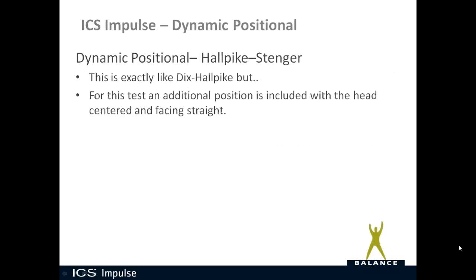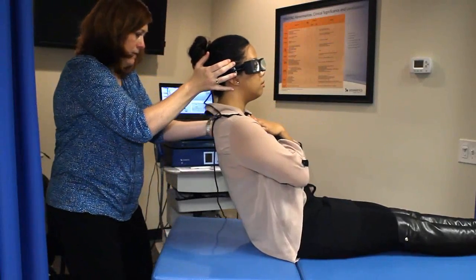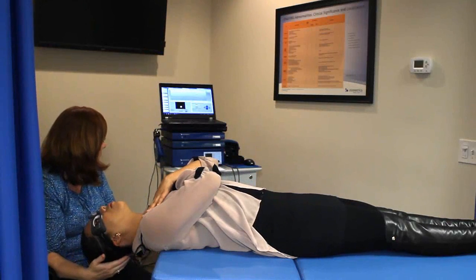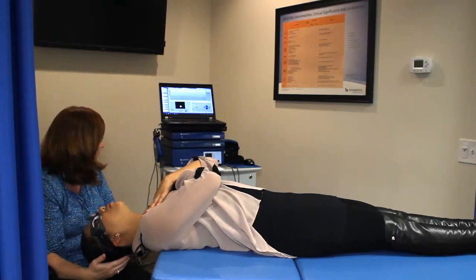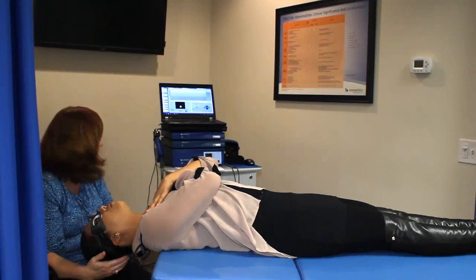The next test, the Hallpike-Stinger, is very similar to the Dix-Hallpike. So again, you would turn the head 45 degrees to the left and bring them down, or 45 degrees to the right and bring them down. What's different about the Hallpike-Stinger is that you have an additional position, which includes having the person centered, and you bring the head straight back towards the examiner with the head hanging off the edge of the table and the patient facing straight towards the ceiling.